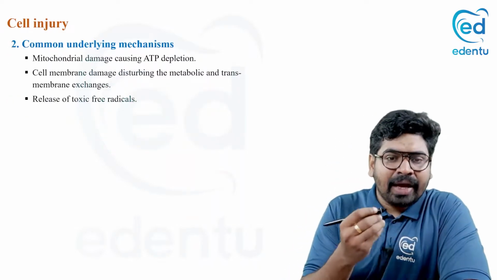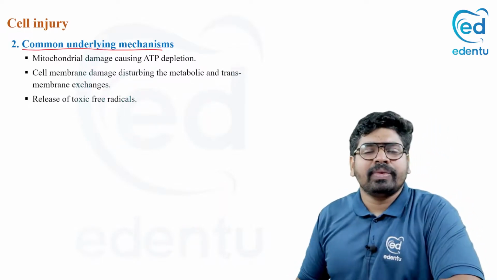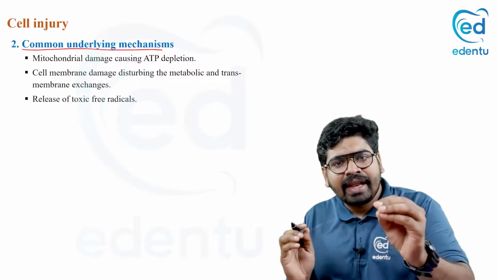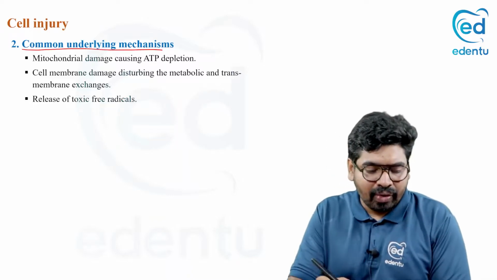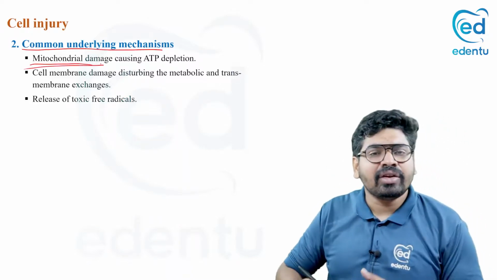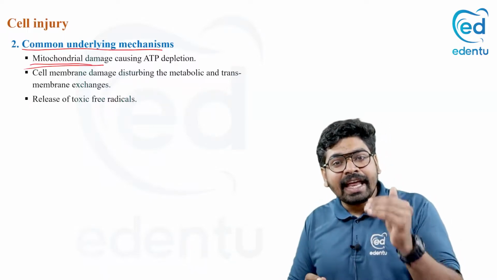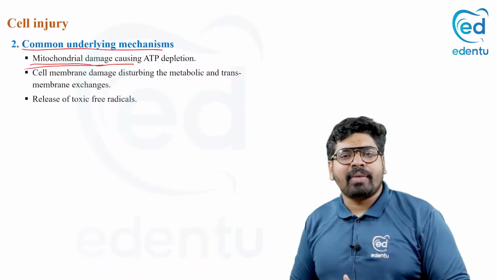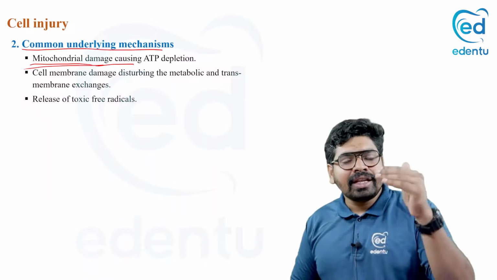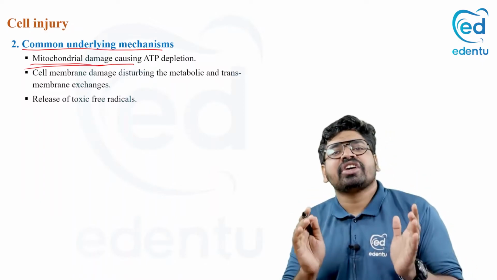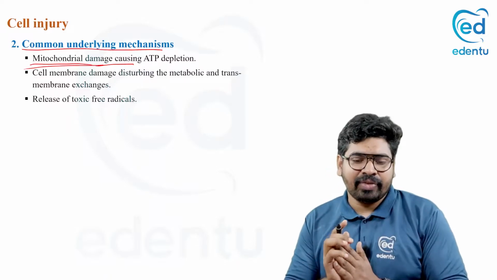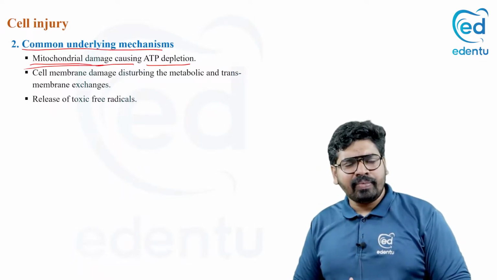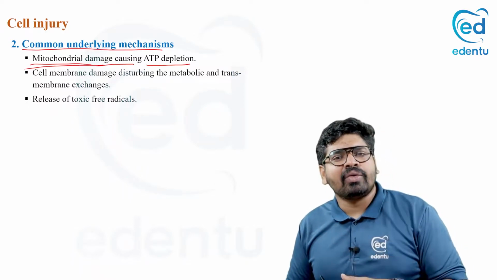Now coming to the mechanism, whatever the injury be, there is a common mechanism. The most commonly affected organelle in your cell due to injury is the mitochondria. Mitochondria is the powerhouse of your cell where ATP is made. So what happens if your mitochondria is damaged? ATP is declining, your ATP reduces, and ATP is the energy currency inside the cell. If ATP is depleted, all the cellular functions will go down. It's actually a complete shutdown of your cell.